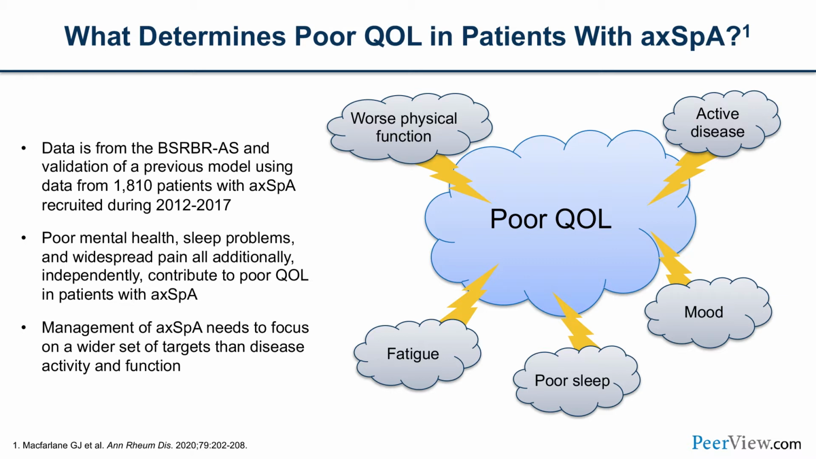r-axSpA? Well, patients with chronic inflammatory diseases that are characterized by pain often have exacerbations and remissions. And during these periods of exacerbation, there is worse physical function. That pain itself disturbs sleep and induces fatigue. All patients, regardless of whether it's psoriasis or r-axSpA or inflammatory bowel disease, have a higher incidence of intercurrent mood disorders.